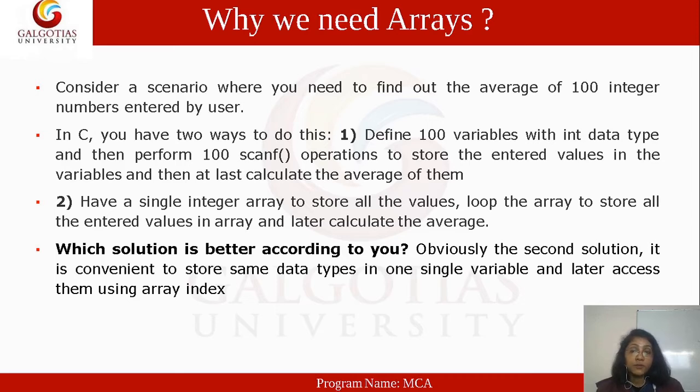Another option is to have a single integer array to store all the values that you want to enter, and then later calculate the average. In this case, you don't have to remember those 100 variables; only a single name, the name of this array variable, is sufficient. So which solution therefore is better according to you? The second solution, because it is convenient to store the same data type in one single variable rather than using 100 variables.